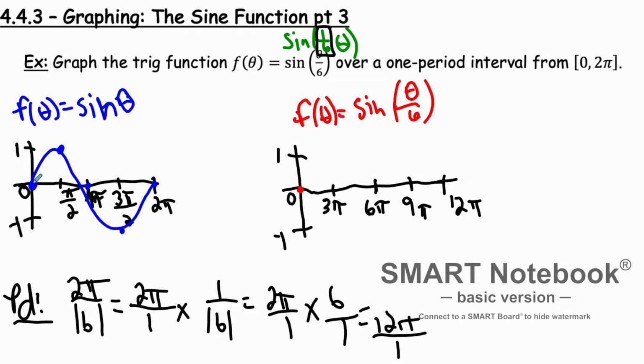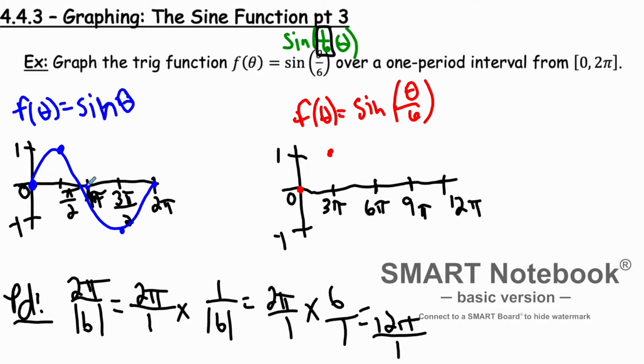So my first point, 0, stayed at 0, so that's right there. The next point, pi over 2, well, that got moved over to 3 pi. Sorry, back up. So it's at 3 pi. I didn't want to put a mark there. It's at 3 pi, and that point was at 1, so it stays at 1. The y coordinates are not changing here. It's just the x coordinates, okay?